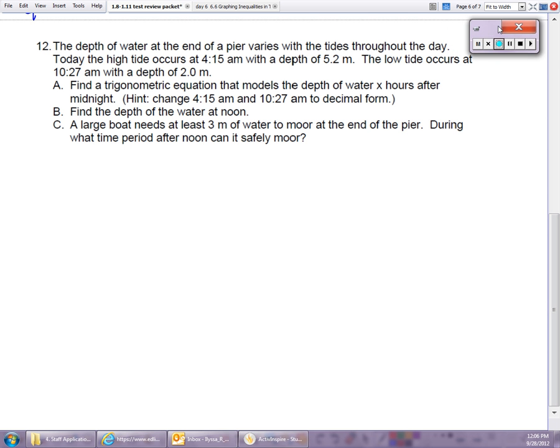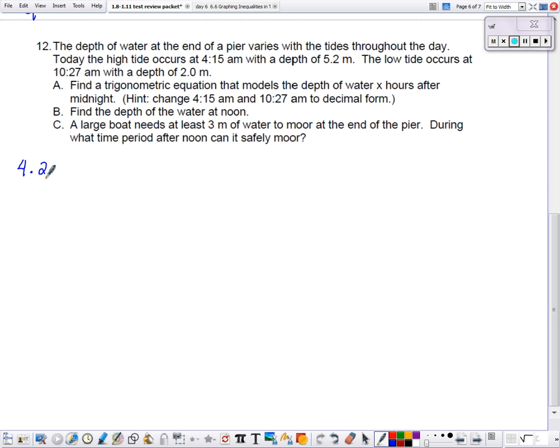And for 12, so if high tide is at 4:15, I'm going to write that as a decimal. It's 4 1/4 because 15 minutes is a quarter of an hour. And it's 5.2 meters. 10:27, well, let's see, 27 divided by 60 is a decimal of 0.45. So 10.45 hours past midnight is a depth of 2 meters. So there, I changed my decimals.